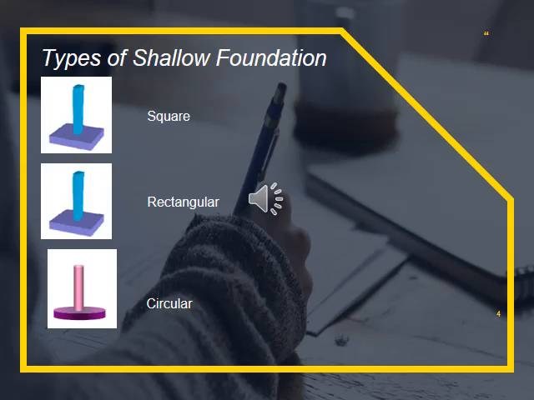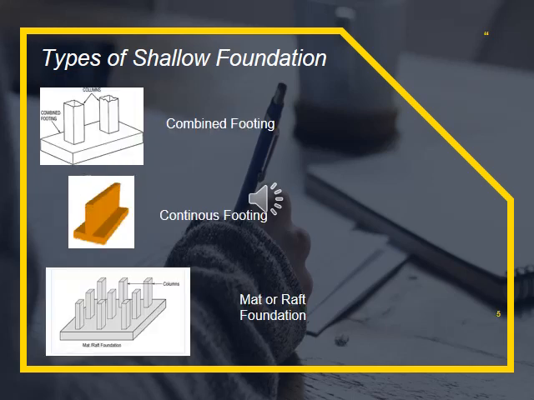Shallow foundations are divided into several types, such as square, rectangular, and circular. These three types are used to support columns and to transmit and distribute their loads to the soil. Combined footing usually supports two or three columns. Combined footing is mostly used when two columns are so close that a single footing cannot be used.